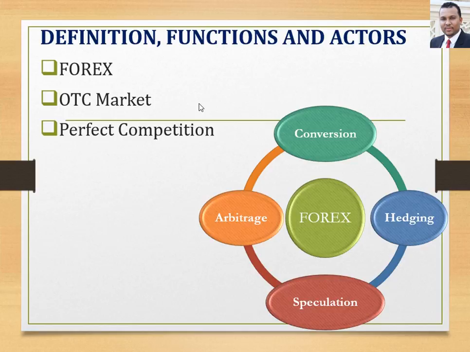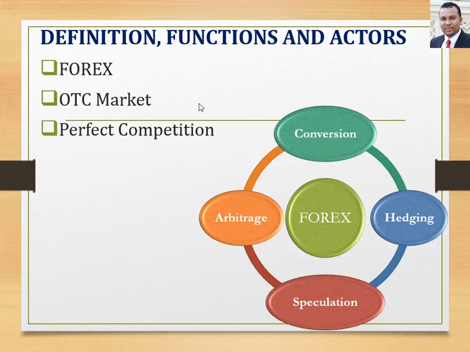Perfect competition. We classify the Forex market as a competitive market. Why? Because we can check the factors related to the Forex market as a competitive market. The first factor, homogeneous product. In perfect competition, we talk about a homogeneous product. The same in Forex. The units traded, the currencies in the Forex market, are homogeneous.